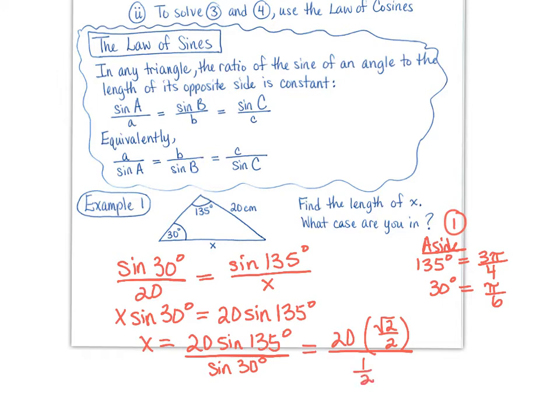So, you have 20 times the square root of 2 over 2 divided by 1/2. Same thing as multiplying by the reciprocal, which is 2. Then that means that 2 would cancel with this 1/2. And you end up with 20 times the square root of 2 centimeters. So that's x. What questions do you have?